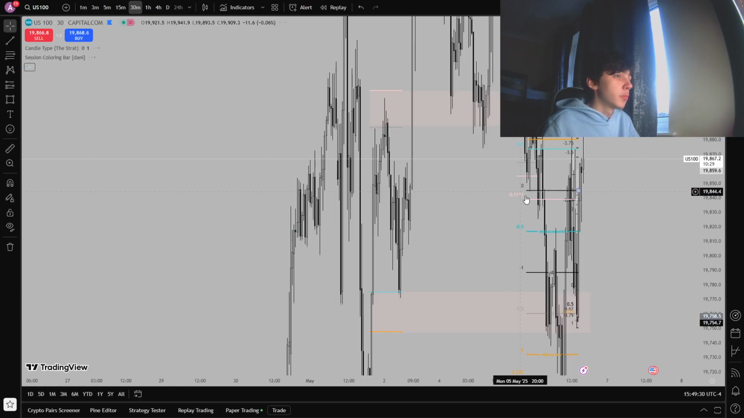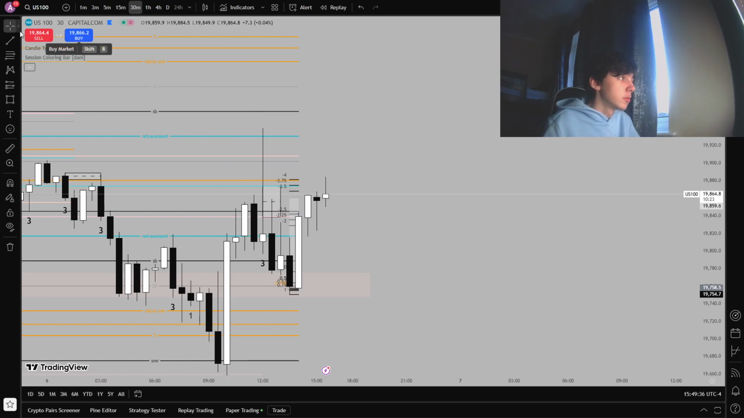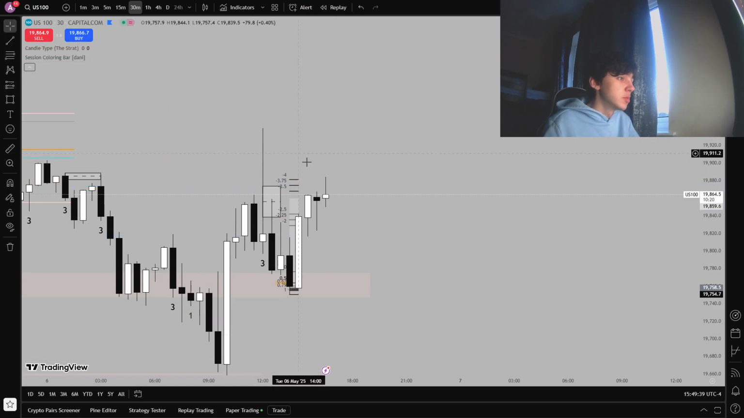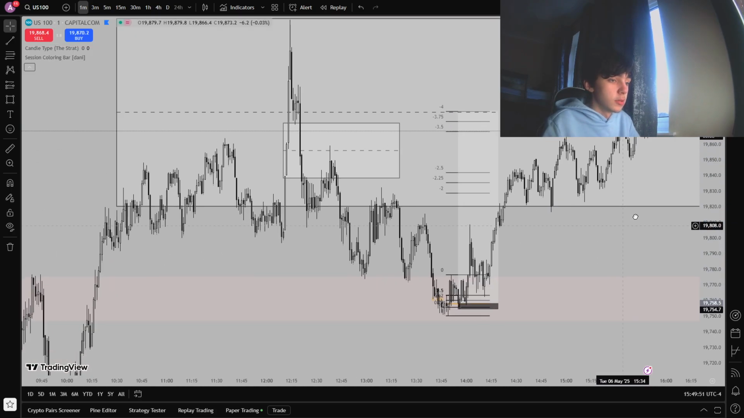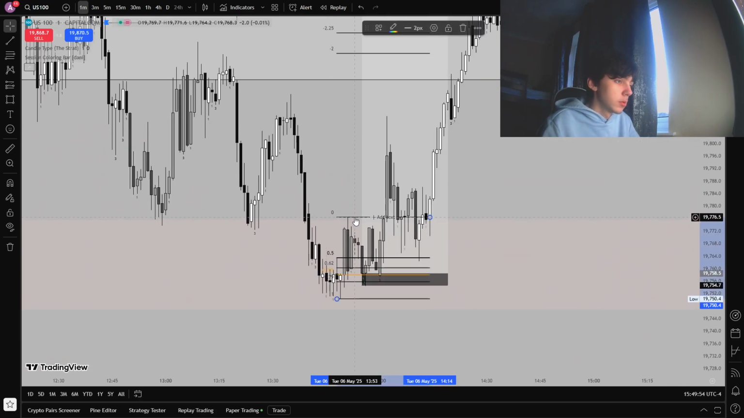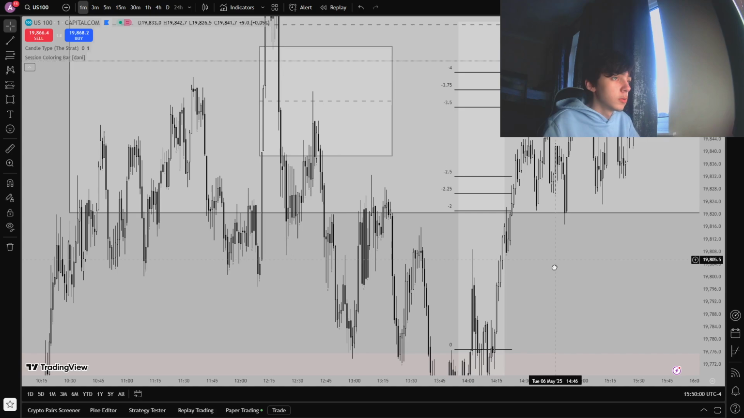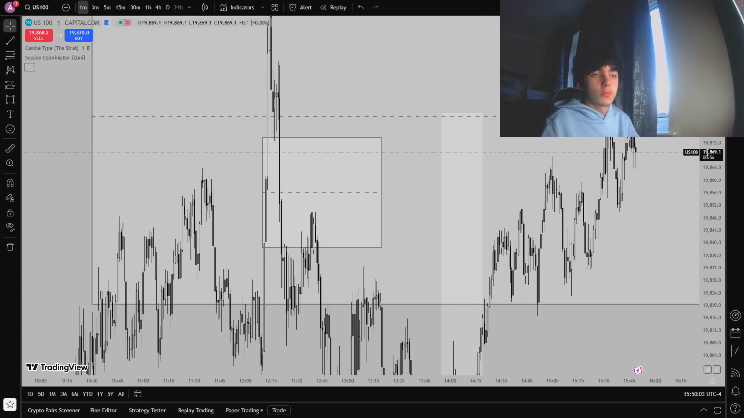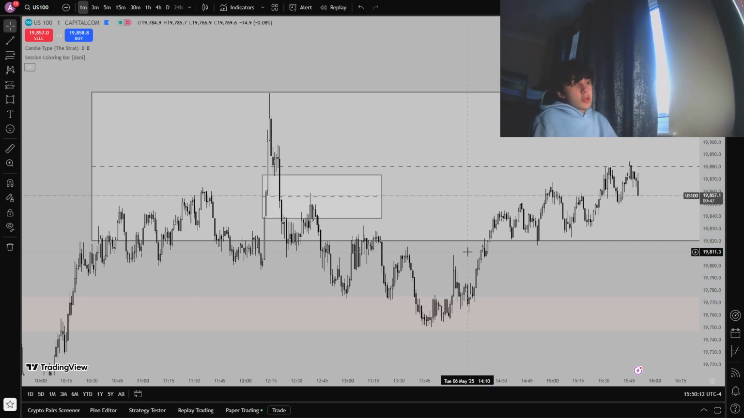No, it was this rejection block, my bad. Massive rejection block here, that's 5 minutes. I just removed this stuff because that's not needed. As you can see, we touch into the middle of that. Doesn't really line up, but that would have been the trade that I took. One loss for today. I don't really care.